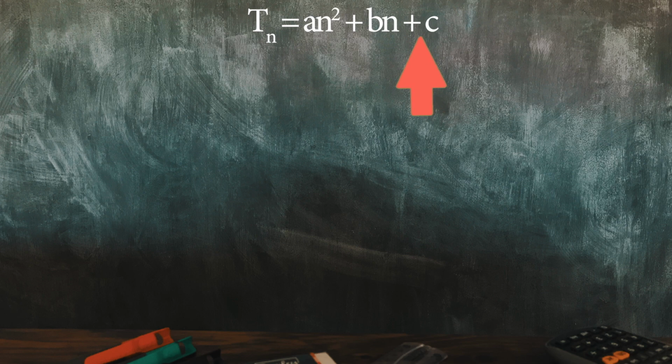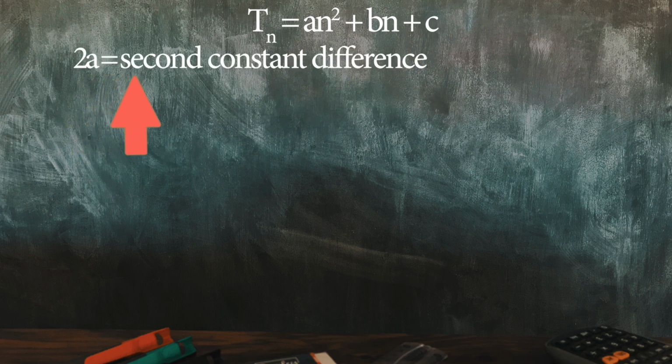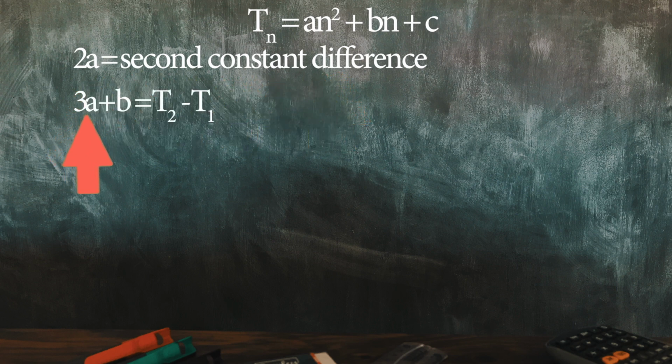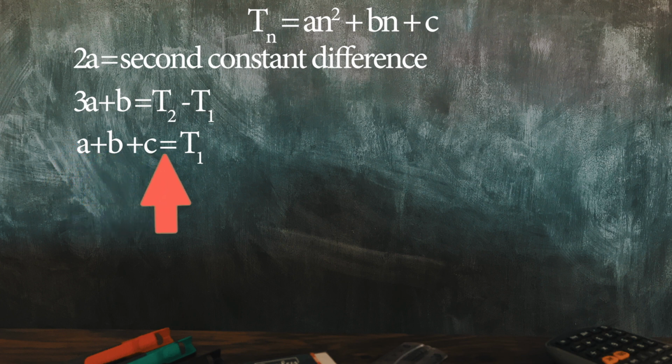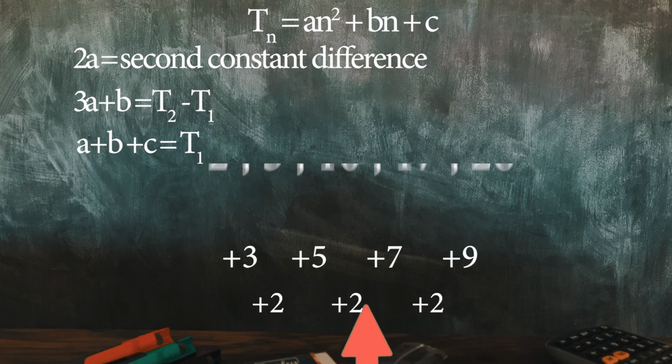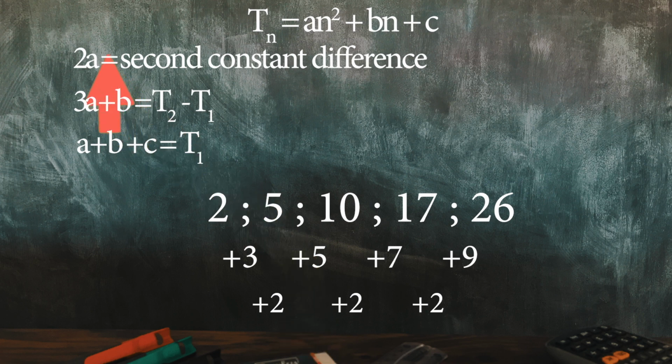Now here are three very important things for you to remember so that we can work out a, b and c. The first thing that you have to remember is that 2a is equal to the second constant difference. Okay, and then you have to remember 3a plus b is equal to term 2 minus term 1. And the last thing that you have to remember is that a plus b plus c is equal to term 1.